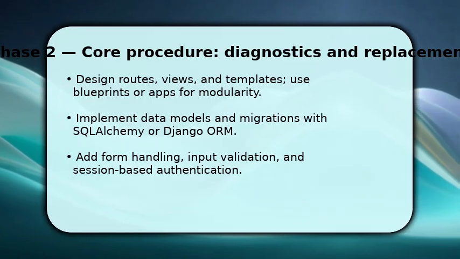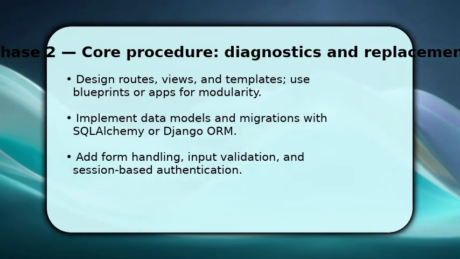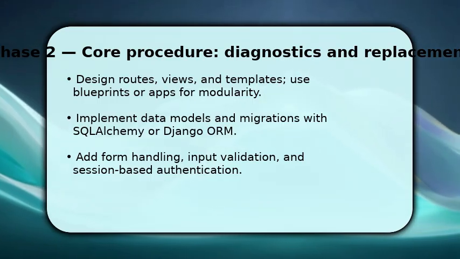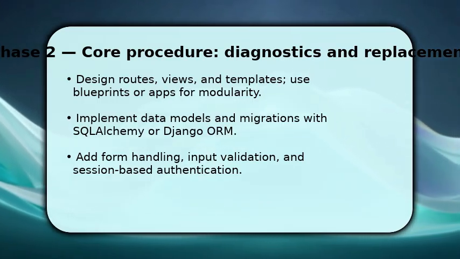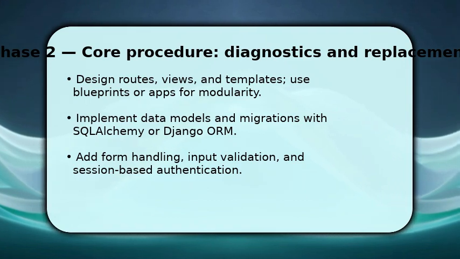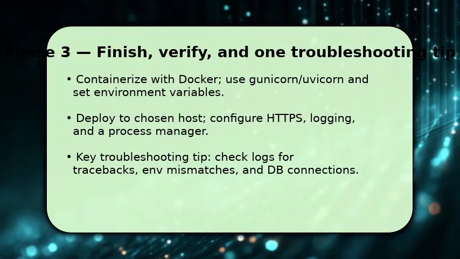Also, add authentication, session or token-based, so user state persists. These middle steps stitch front-end and back-end together, and they create the real functionality your users interact with. Now finalize by preparing production settings.